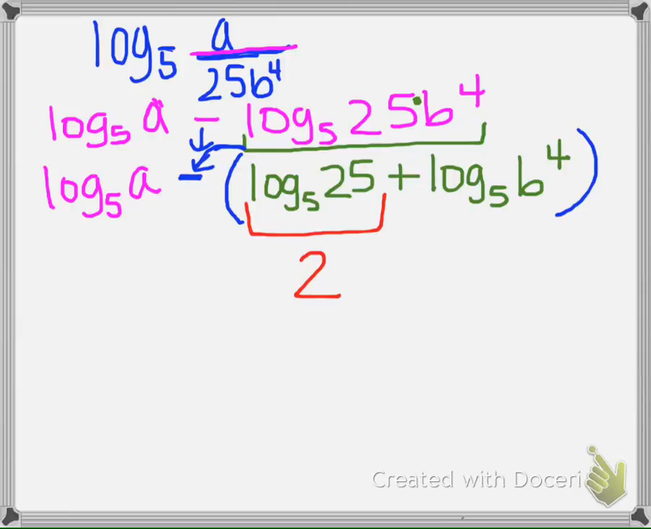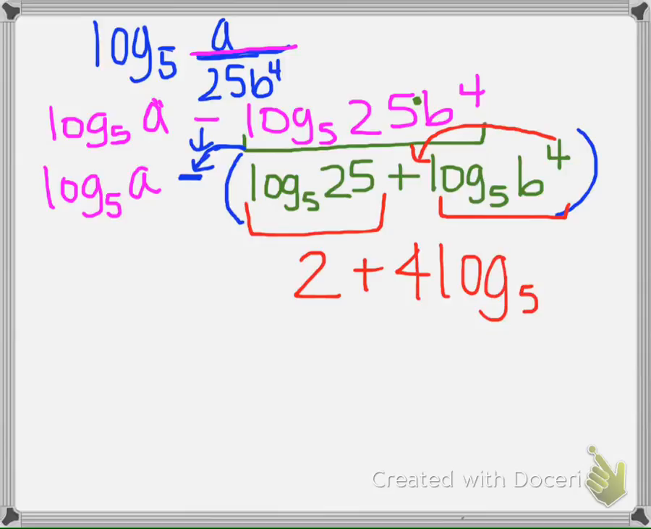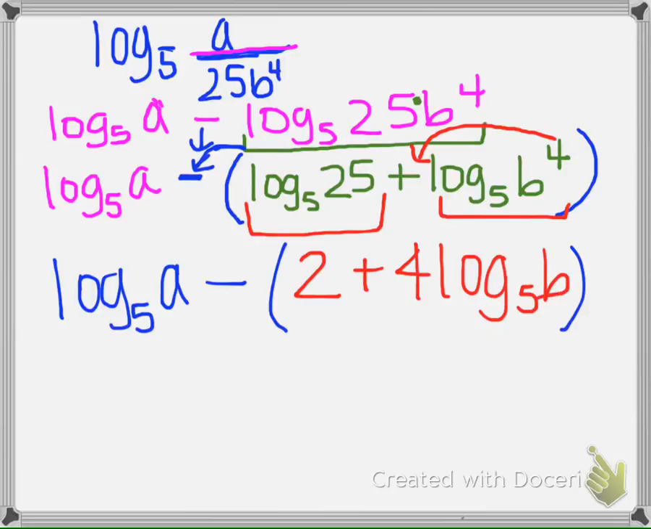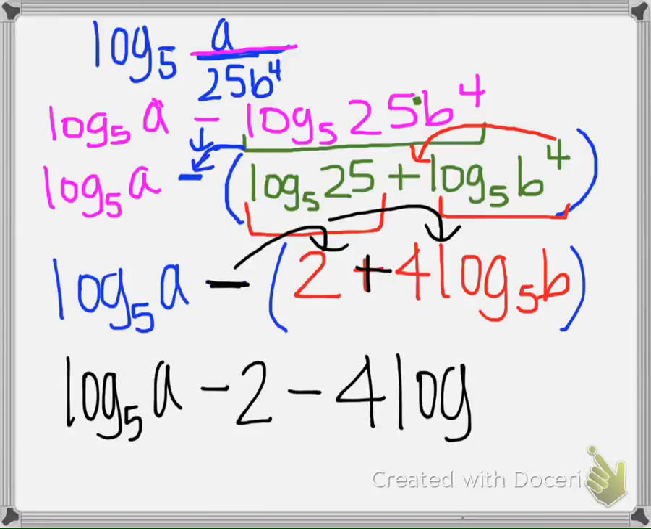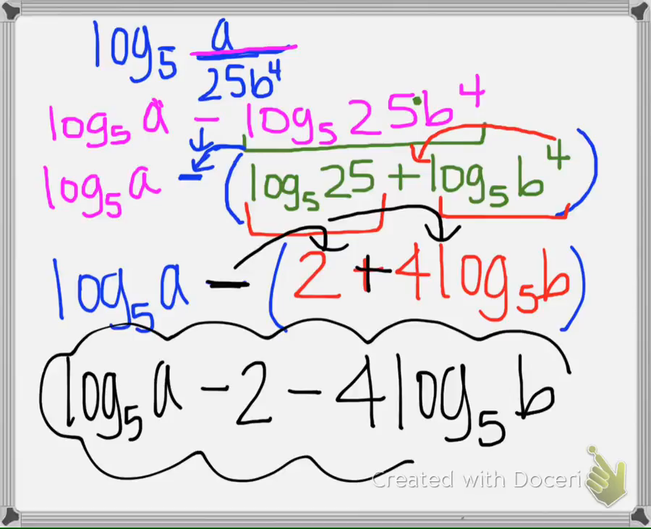Now this one over here, we can also expand further by moving the 4 to the front. And now we can distribute this negative here. So we'd have a -2, and then a negative times a positive is a negative 4 log base 5 of b. And that would be our final expanded form.